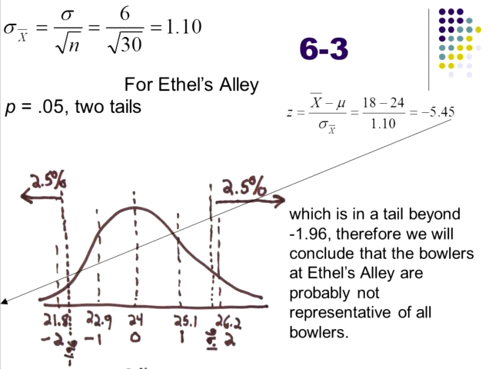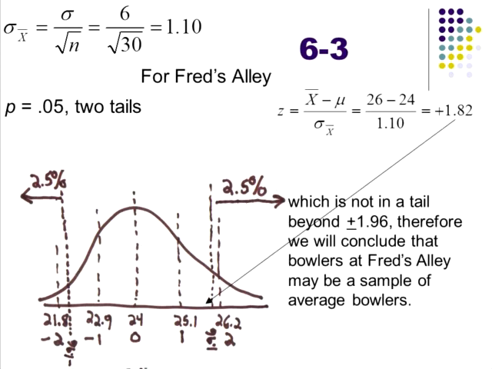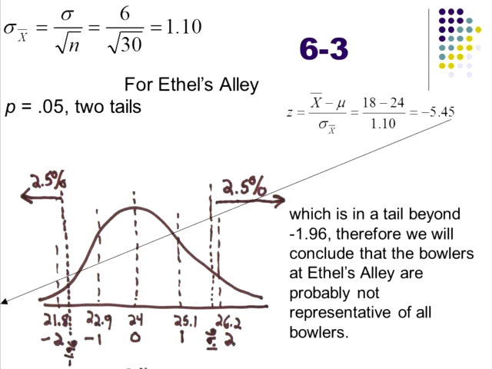In other words, the bowlers in Fred's bowling alley may just be average normal bowlers. The bowlers in Ethel's bowling alley, there's something freakishly strange about them. These dudes are not doing well.